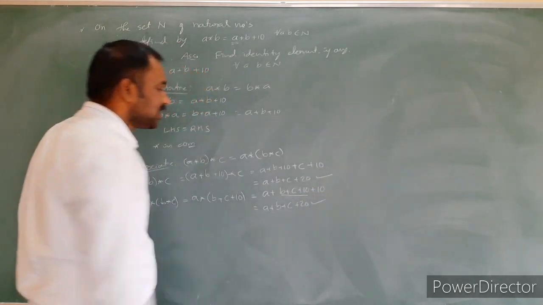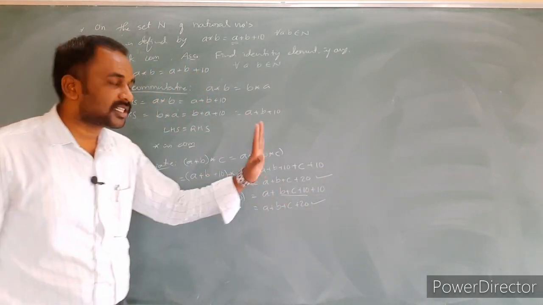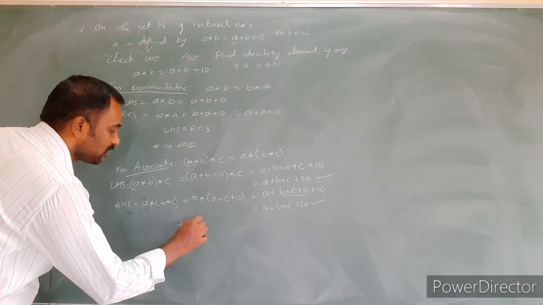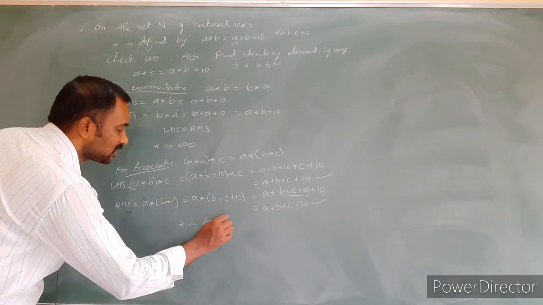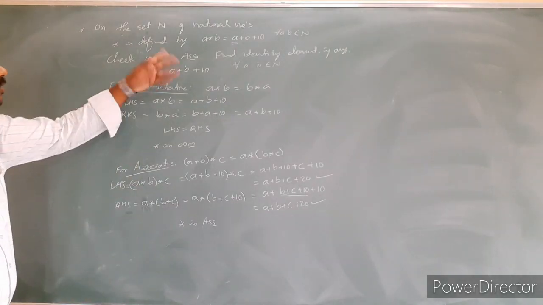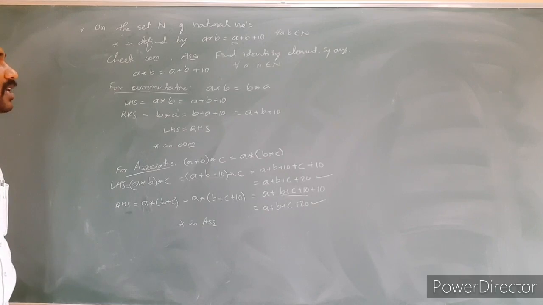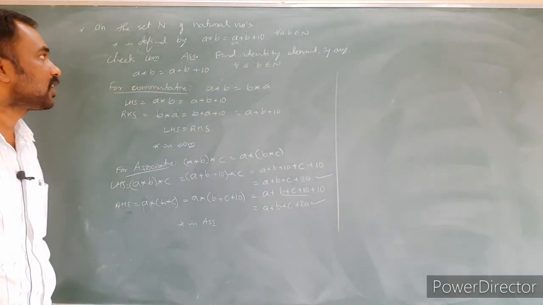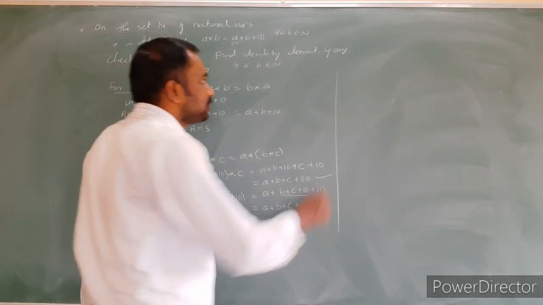From this one and this one, both are same or different? Yes, corresponding same elements are there. So what do you say? Star is associative or not associative? Yes, star is associative. Now commutative is over, associative is over. Now find the identity element, if it exists. Okay, identity element we need to find.